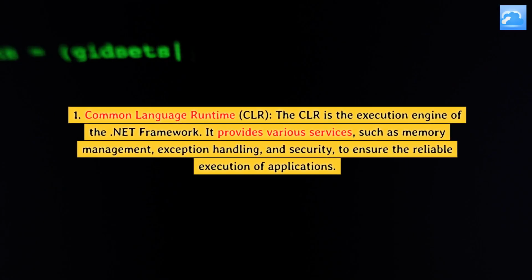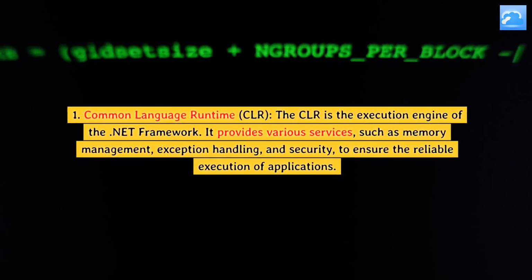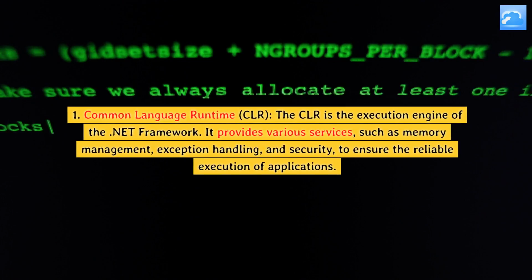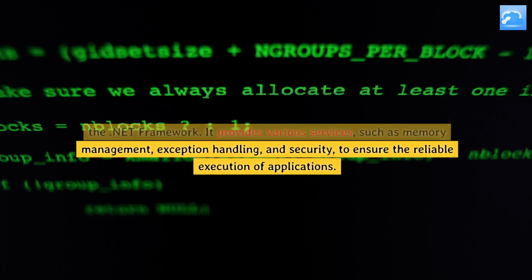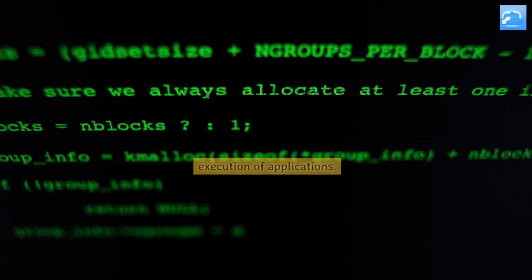1. Common Language Runtime, CLR. The CLR is the execution engine of the .NET Framework. It provides various services, such as memory management, exception handling, and security, to ensure the reliable execution of applications.